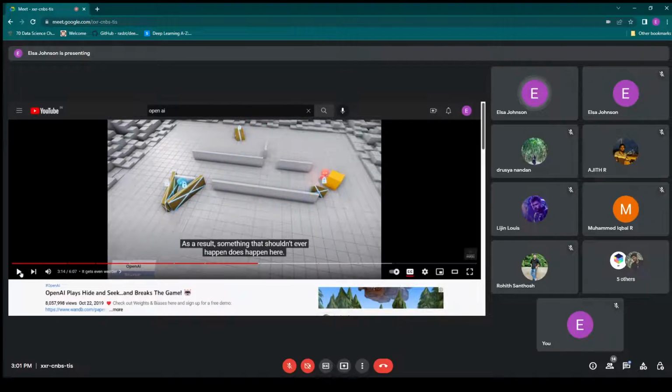Okay, what happened here? The ones who coded this game haven't taken into account whether the seekers are on the ground or on top of something. So that height parameter hasn't been given there. As a result, what they did was that they moved on top of something and used that to come and go inside and find the hider actually. Something that shouldn't ever happen does happen here.